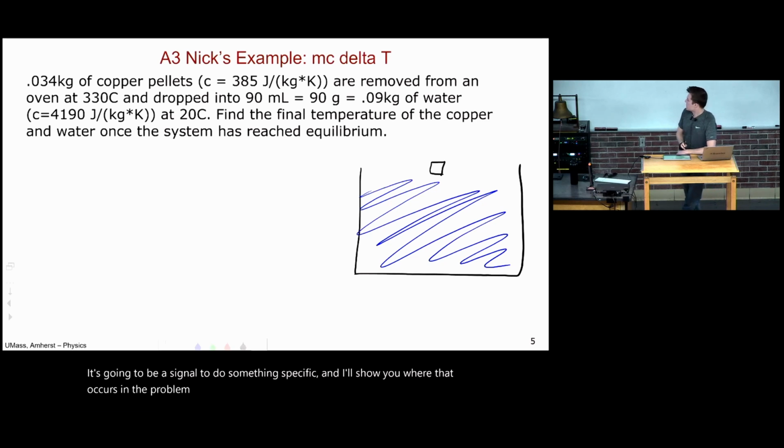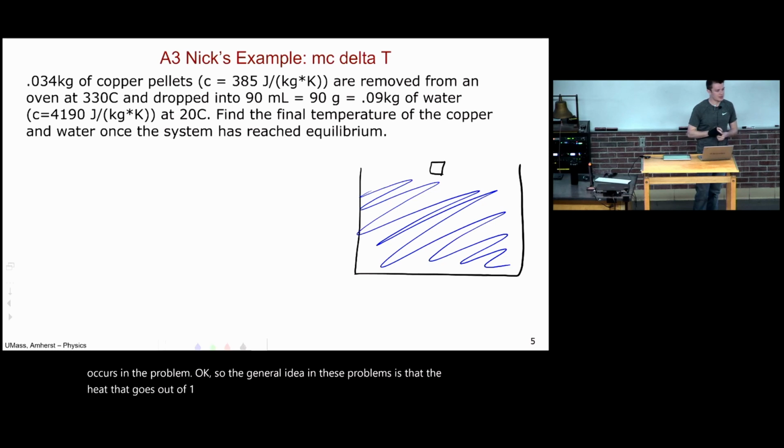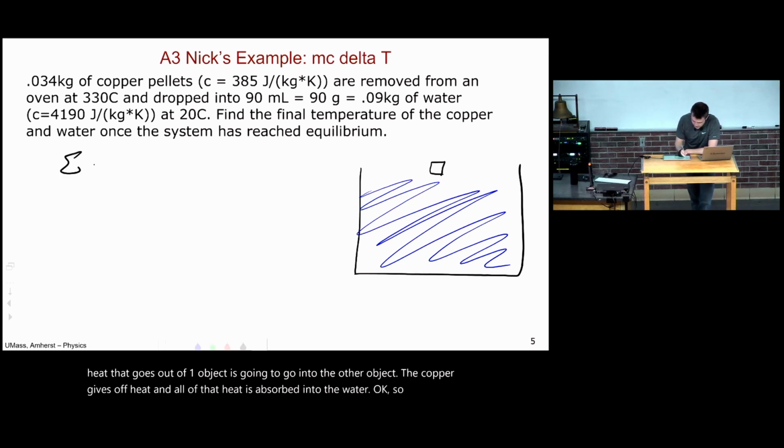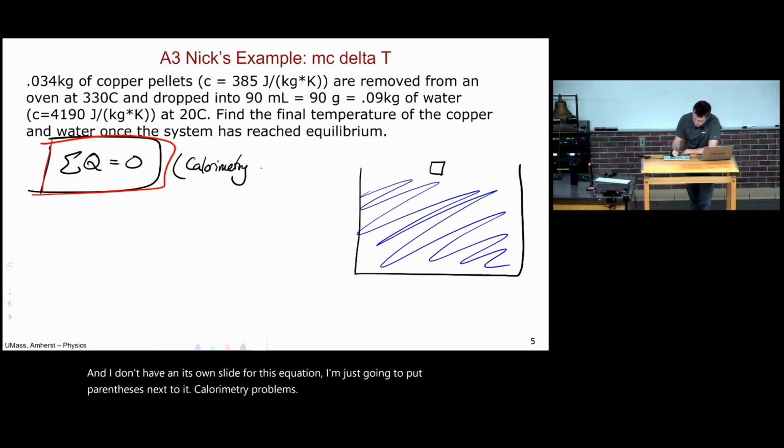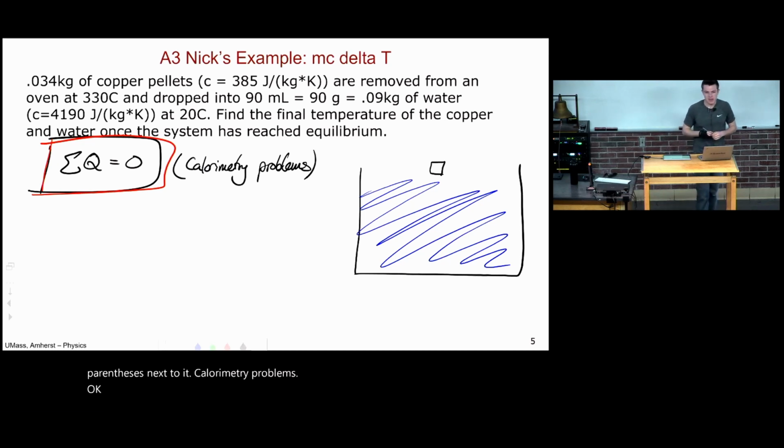Okay, so the general idea in these problems is that the heat that goes out of one object is going to go into the other object, right? The copper gives off heat, and all of that heat is absorbed into the water. Okay, so I'm going to write this as sum of Q equals 0. And I don't have its own slide for this equation. I'm just going to put parentheses next to it, calorimetry problems. Okay, this is like the main concept. Basically, all the heat that goes out gets absorbed by one of the other objects in the system.